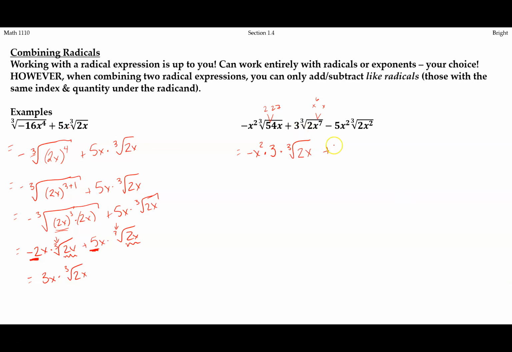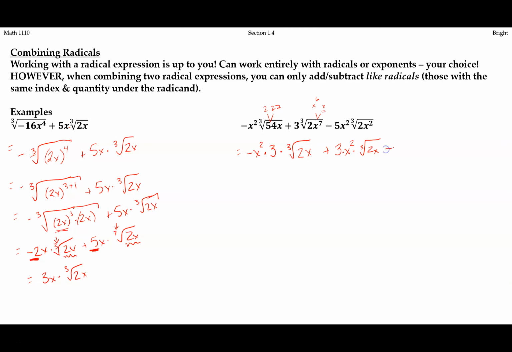The second term, we have the 3, and then the x to the sixth would come outside as x squared. So we multiply, and then we have the cube root of 2, and then there's still this x hanging out. The last term actually can't simplify any further, it's already done: 5x squared times cube root 2x squared.